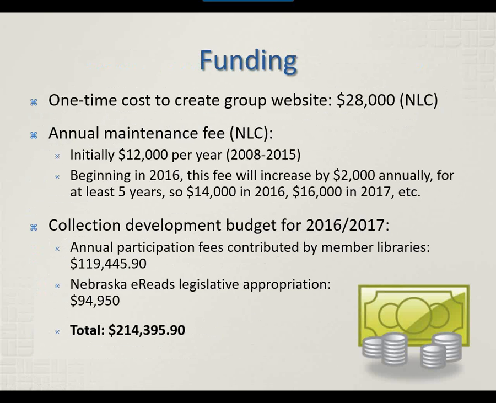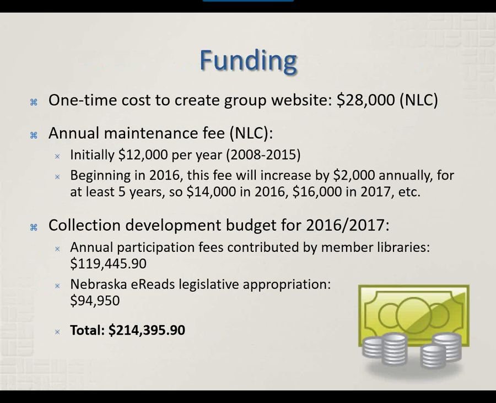The past couple of years, we've also gotten special appropriations from the legislature. The legislature set aside some money for what they call Nebraska eReads. It's administered by the Nebraska Library Commission, and the intent is to make ebooks and audiobooks available statewide. And so we do that by splitting funds proportionally based on population served between the Nebraska OverDrive Libraries Group, Omaha Public Library, and Lincoln City Libraries. The Nebraska OverDrive Libraries portion of eReads funding for this upcoming year is $94,000. And so when you add that to your contributions to the group collection development budget, that brings us up to $214,000 for purchasing books from October 1st, 2016 through September 30th, 2017.